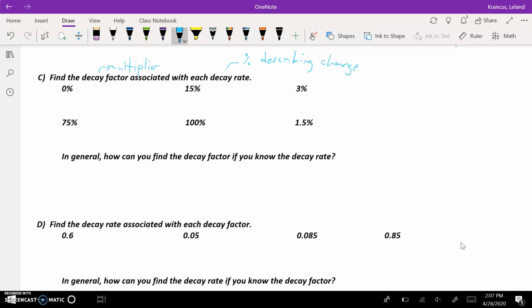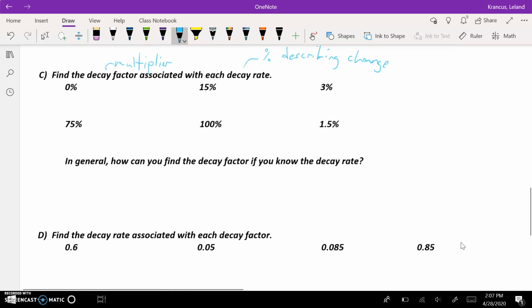And that's usually what, like I was saying, a lot of times in statistics, what's communicated is a percent, whereas the piece that goes into the equation that you're using to make those predictions, the actual number that's being used to predict an exponential change, would be the decay factor, the multiplier. So we want to go back and forth between those.